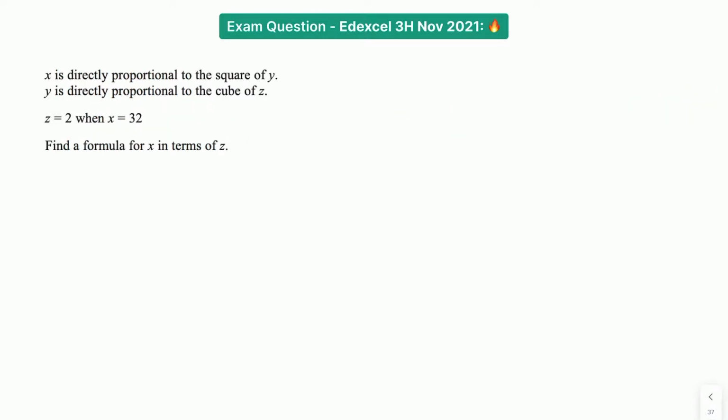And the next one, so we have x is directly proportional to the square of y. So what is the value of x? So when x is 32, z is 2. There's not enough in here for me to figure out y, because although in the question they've told me z and x, they haven't told me what y is. So we'll leave that there. Let's look at the next one.